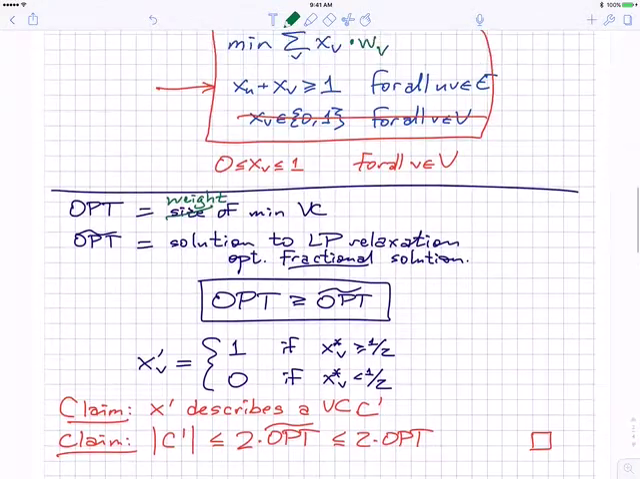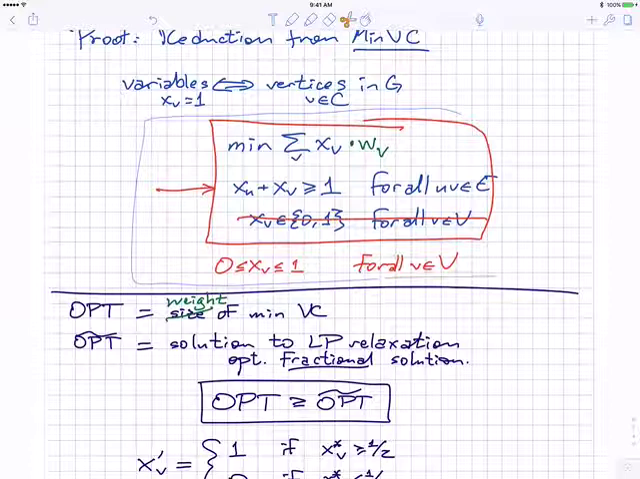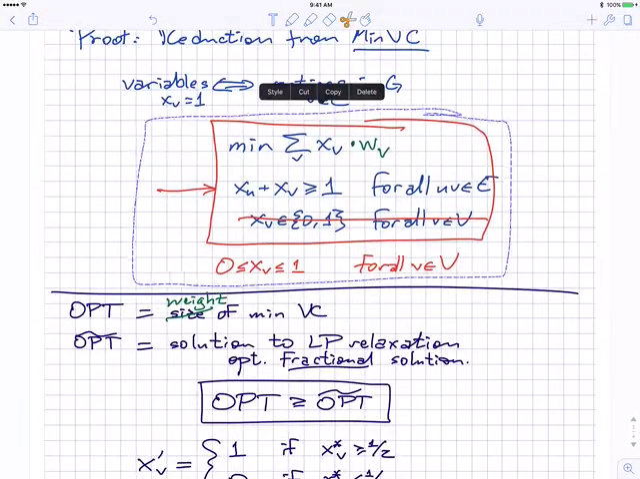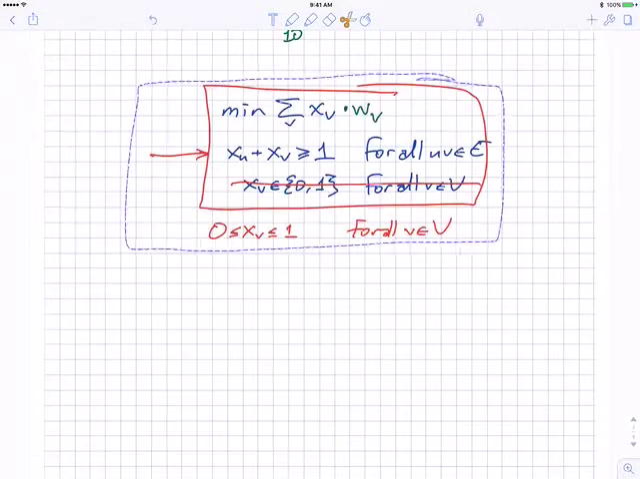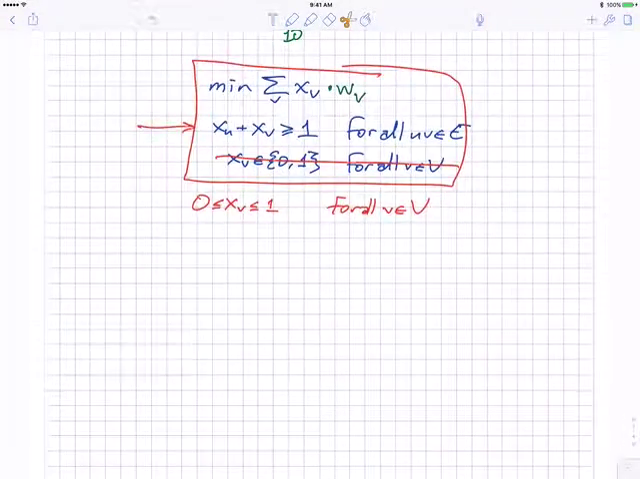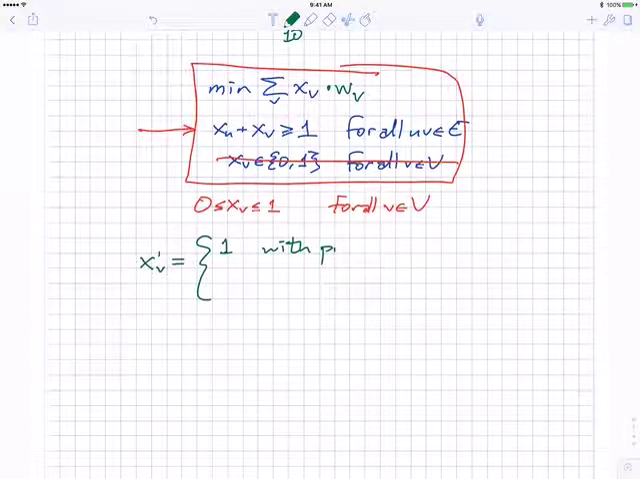Okay, so I'm going to use exactly the same integer program and exactly the same LP relaxation. But I'm going to do the rounding differently. Now I'm going to define x prime of v to be 1 randomly.